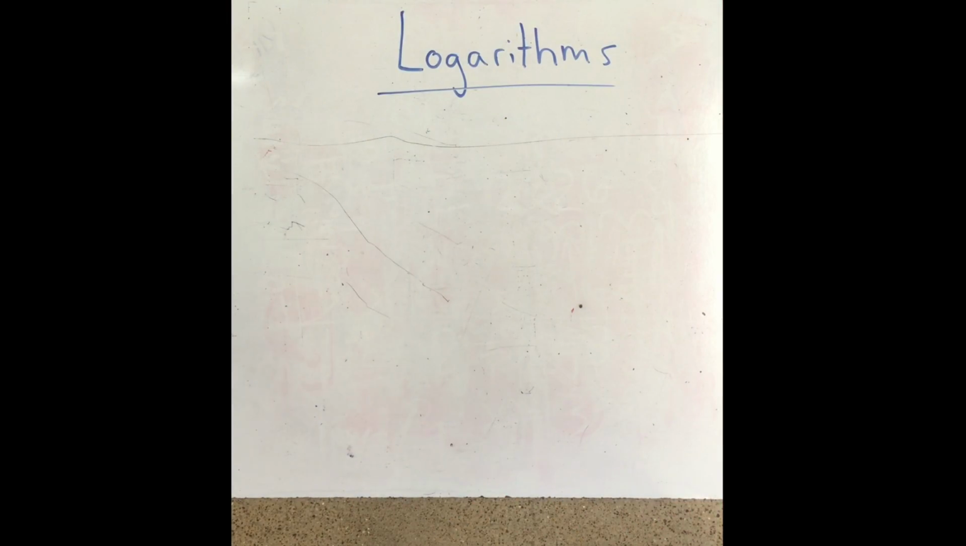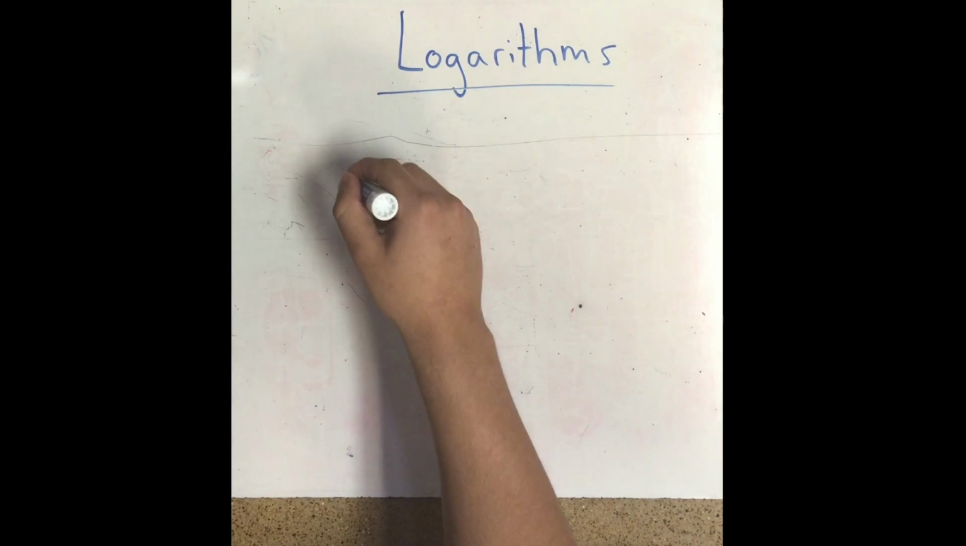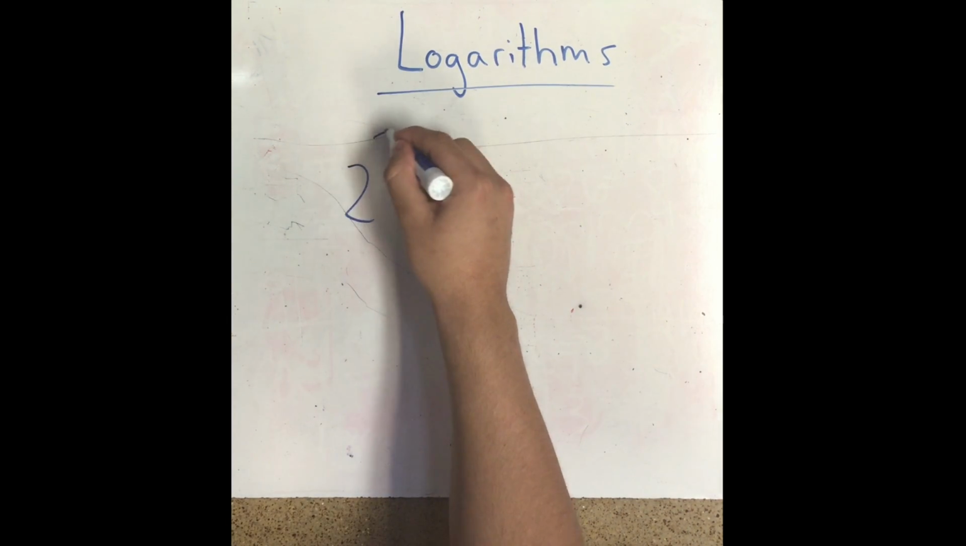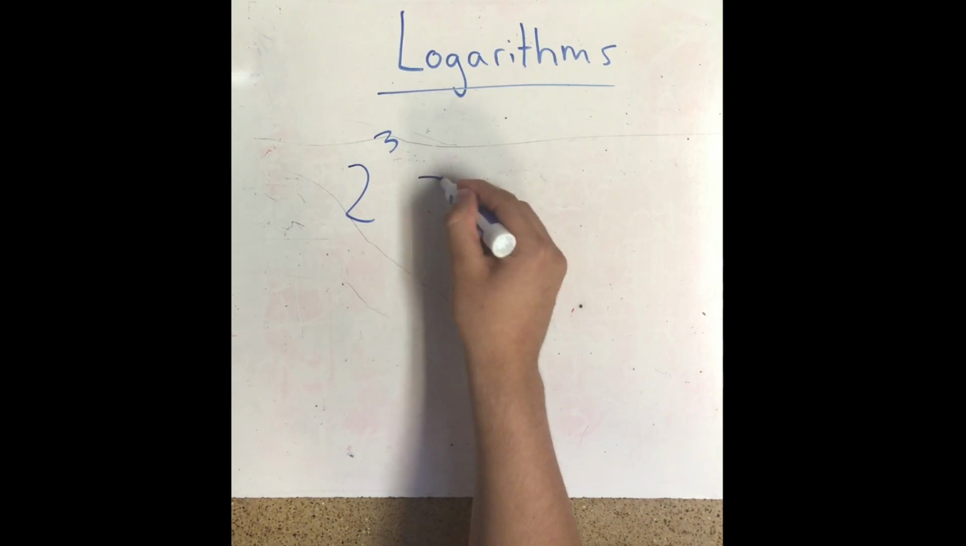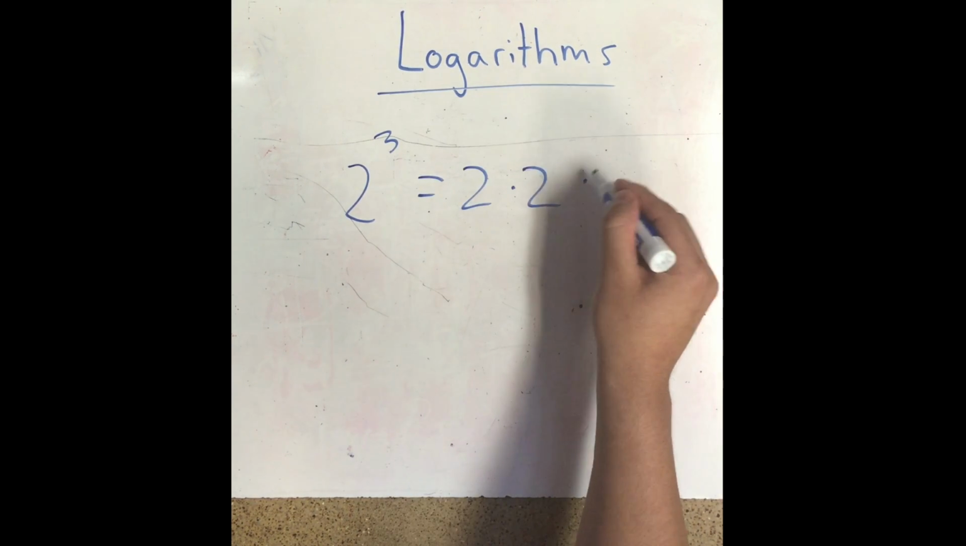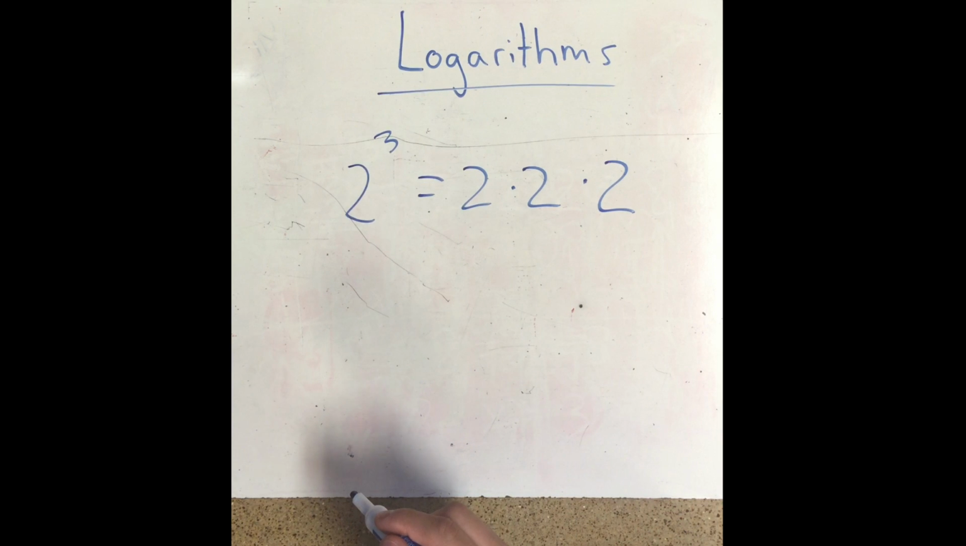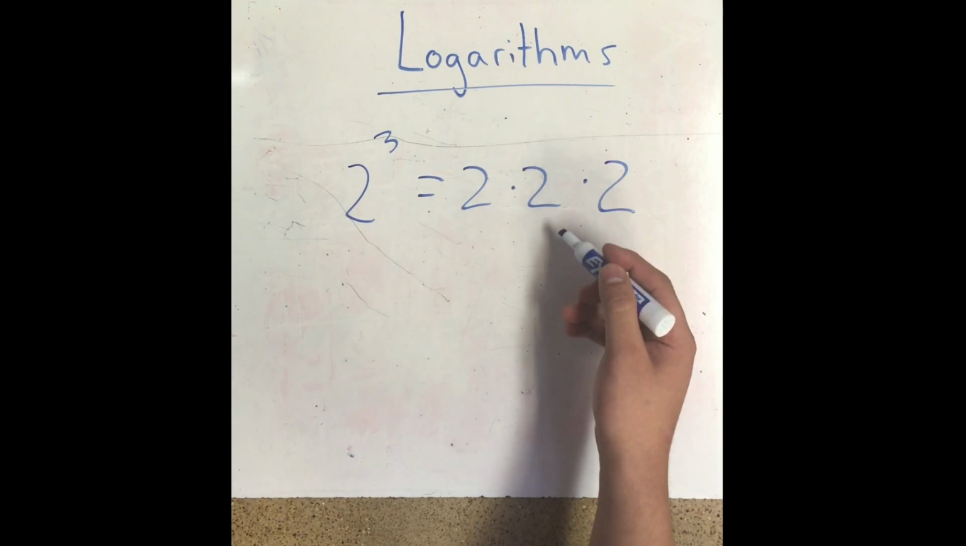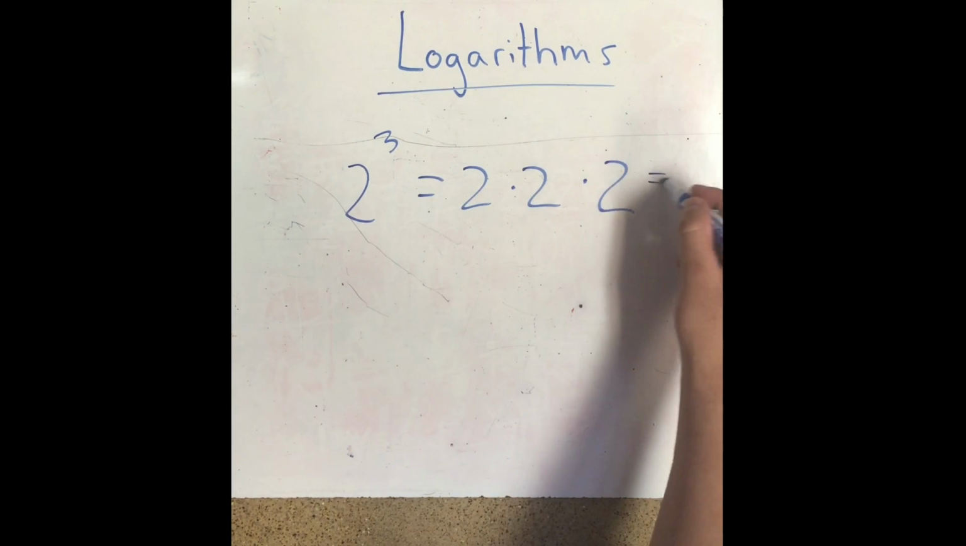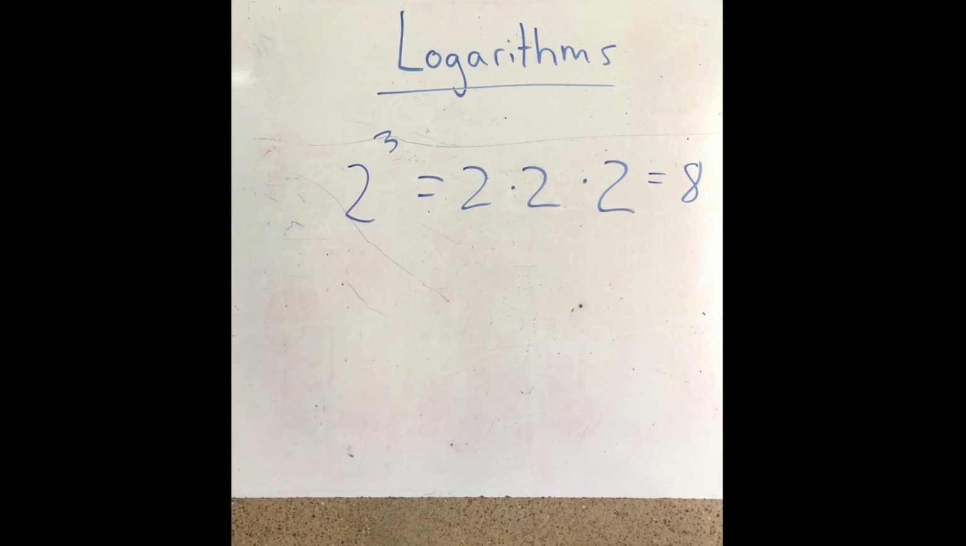So today we're going to learn about the wonderful world of logarithms. So by now you've learned a little bit about exponents, and you know that 2 to the third power is essentially 2 times 2 times 2. 2 in this sense is being multiplied repeatedly by 3. So 2 times 2 is 4, times 2 would equal 8.